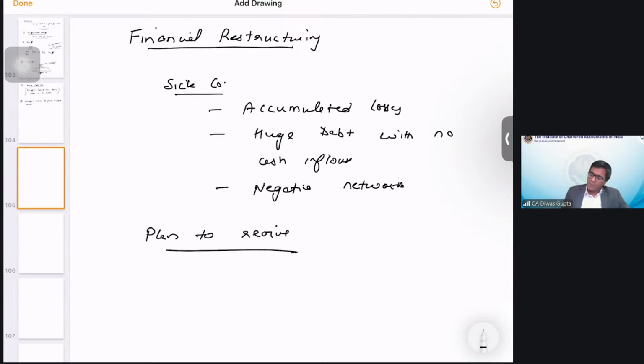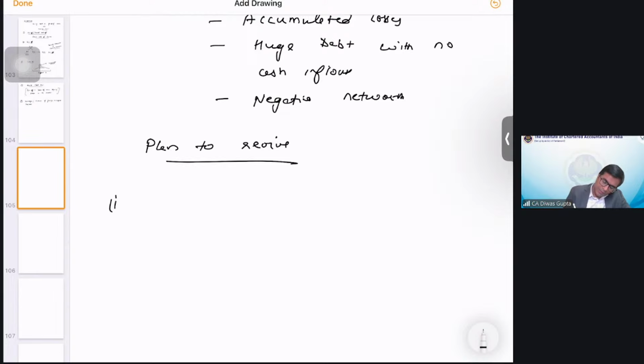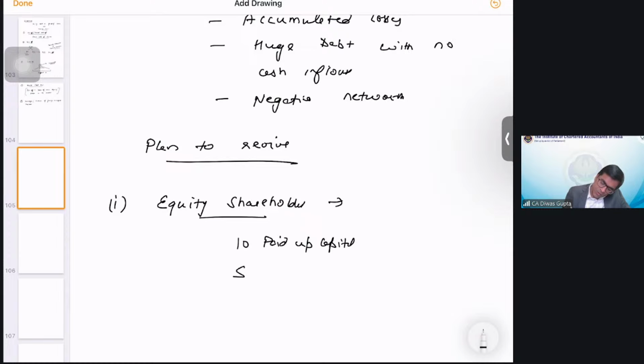How? So, first, equity shareholders are requested to forego, let's say, some part of their paid up share capital as a part of the financial restructuring program. For example, 10 rupees is the paid up capital, and 5 rupees is what they will say that okay, from now onwards, because of this financial restructuring, your 5 rupees paid up share capital gets forfeited, and you will be only eligible for the balance 5 rupees of paid up share capital. Clear?